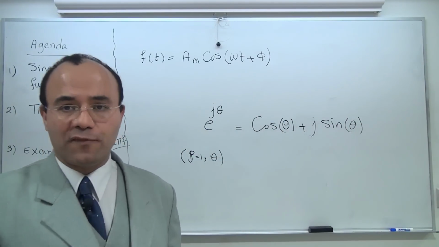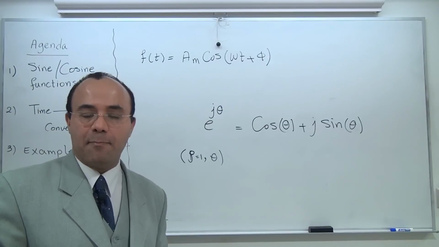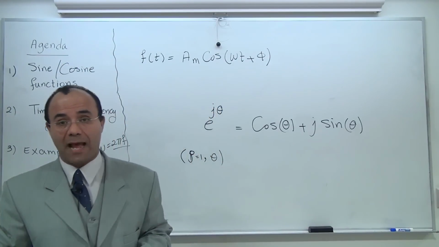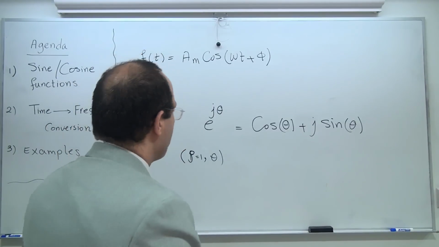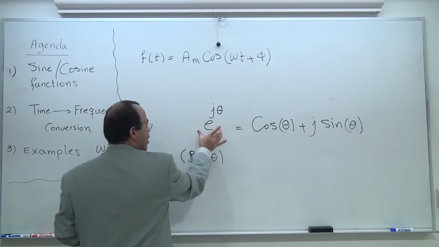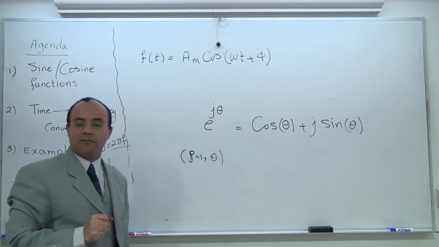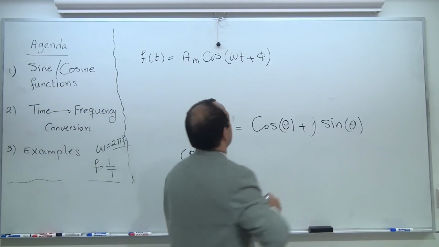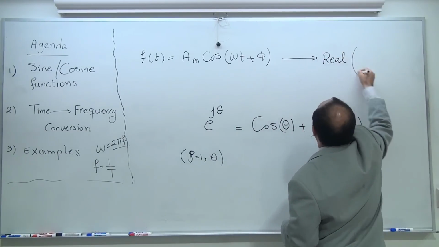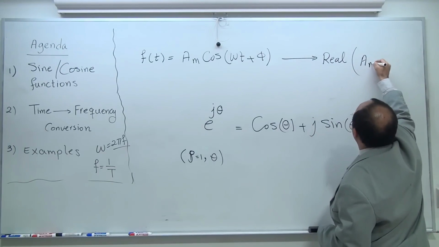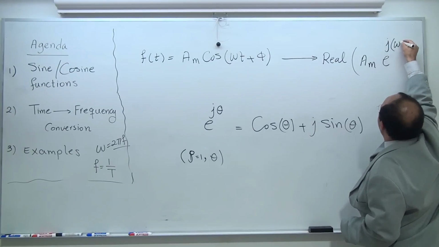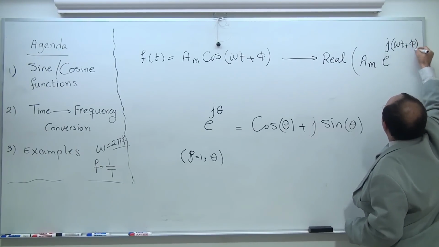There is a proof for the right and left in Appendix B, when all three functions have been expanded using Taylor expansion, but you don't have to worry about it. Cosine theta is the real part of e to the power of j theta. So I can say that this is equal to the real part of Am e to the power of j, my theta is omega t plus phi.